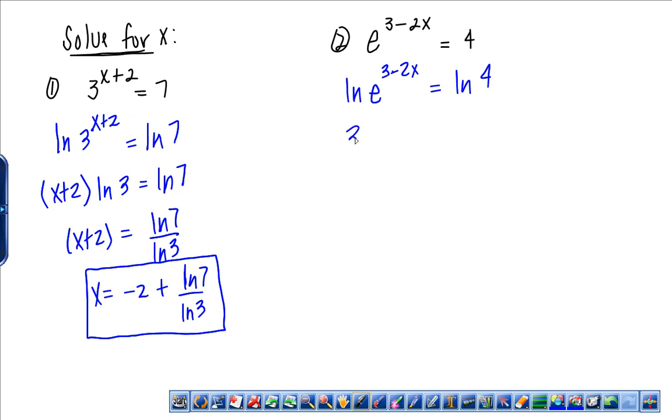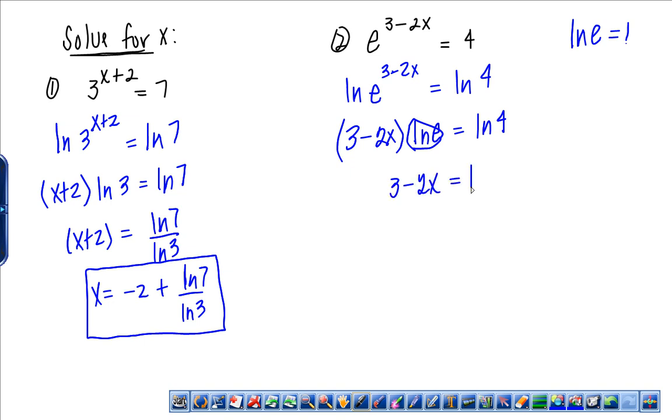So this is 3 minus 2x and natural log of e to the natural log of 4. Now this right here, natural log of e, is equal to 1. So natural log of e is equal to 1. So I have 3 minus 2x is equal to natural log of 4.